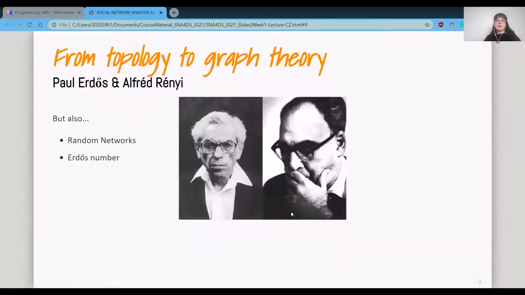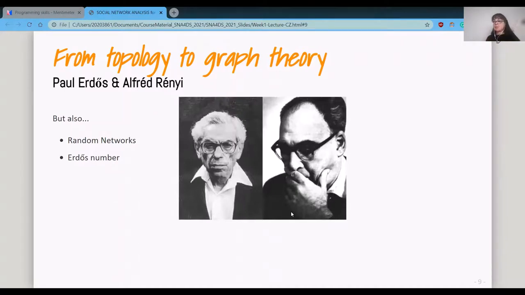Okay, but after this start, 300 years ago, more than that even, graph theory developed as a discipline detached from topology, mainly in the middle of the last century with these two scholars, Paul Erdős and Alfréd Rényi, who actually started it off as a subfield of mathematics. And individually, they are also known for the random networks. So if I give you, I don't know, 10 nodes, there are 10 minus one combinations that you can have between those nodes. What you can generate in there is a random network.